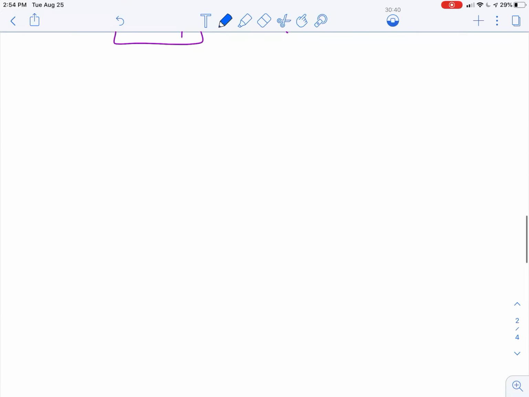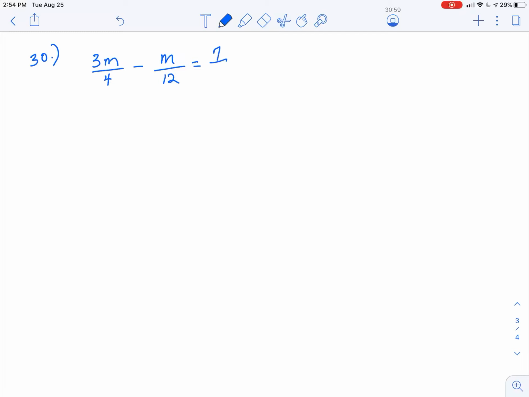Okay, and we're going to do number 30. Number 30, you have 3m over 4 minus m over 12 equals 7/8. Here again, I have 3 denominators. They're all different. Let's figure out the lowest common denominator. But instead of making equivalent fractions, we're going to clear the denominators out by multiplying by that lowest common denominator.